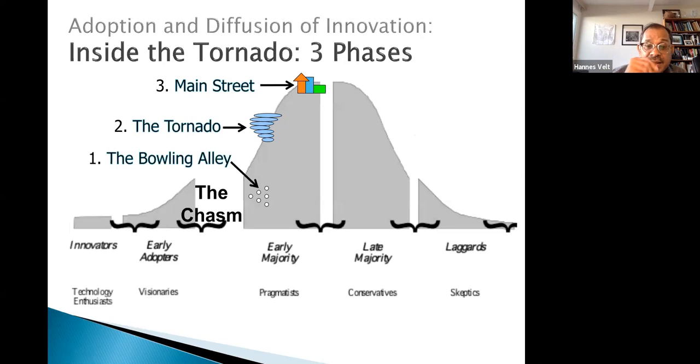In the growth stage, you have a challenge which is inside the tornado. It's a capacity problem. You have to increase your manufacturing and distribution. You have to scale up. And not all companies are able to do that seamlessly. But if you do that well, then you get into Main Street.